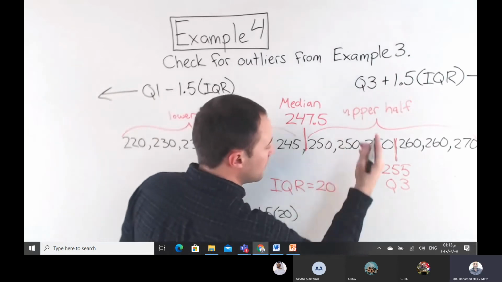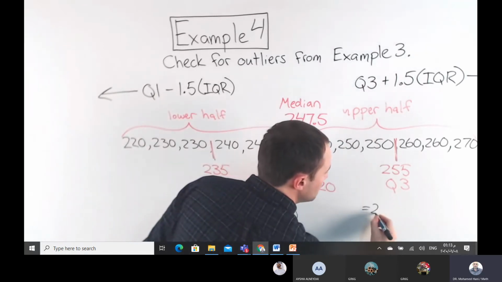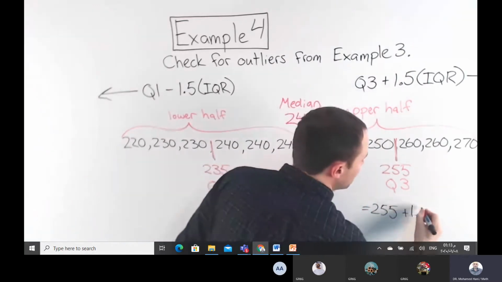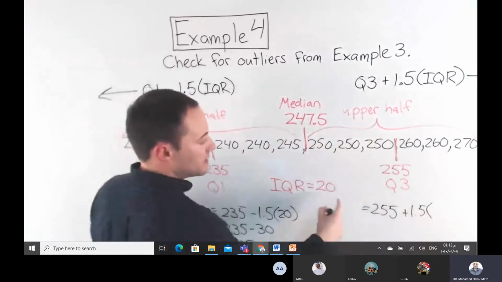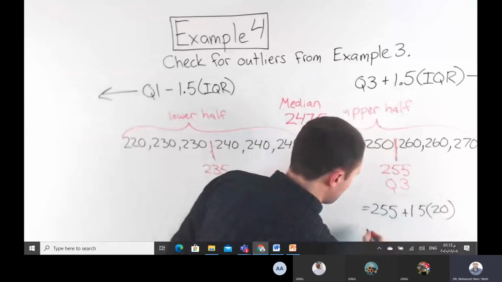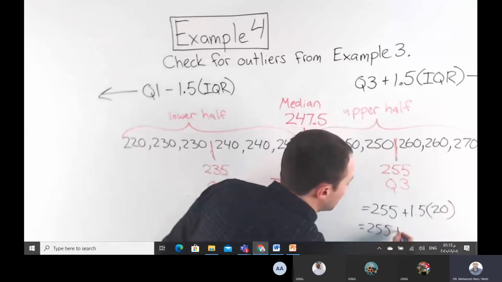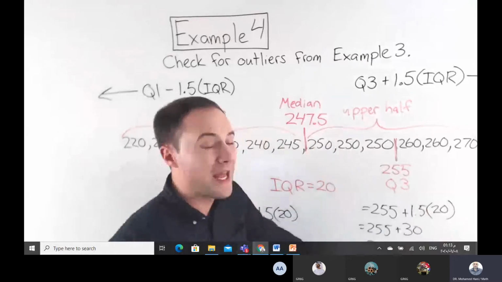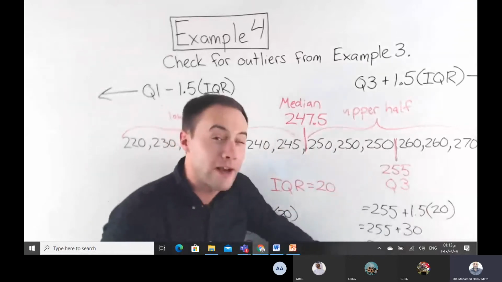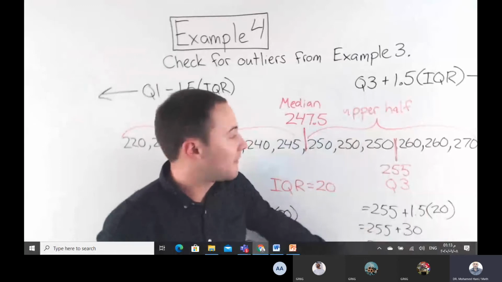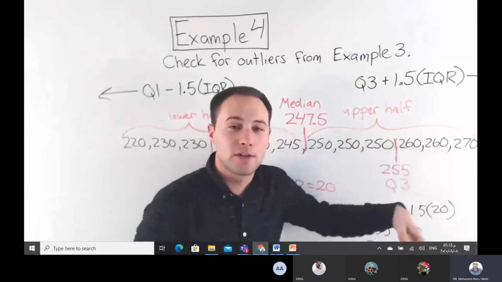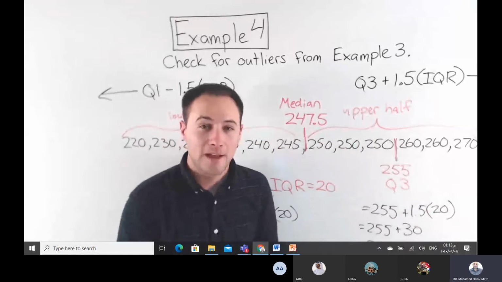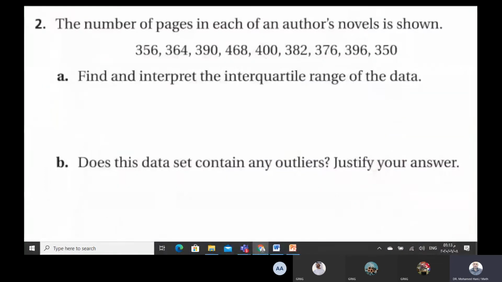Let's check up here. Quartile 3 is 255. We're going to add 1.5 times the interquartile range, which was 20. So that's 255 plus 30, which gives us 285. Do we have any data values that are greater than 285? No, 270 was the greatest value, so there are no outliers. Okay? Here are some to try on your own.